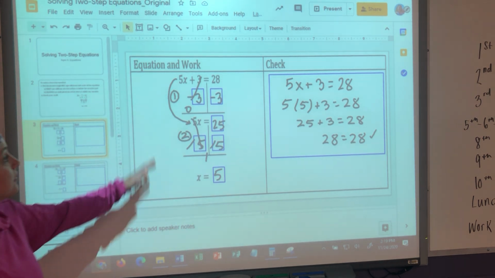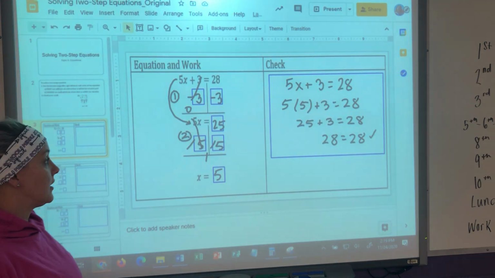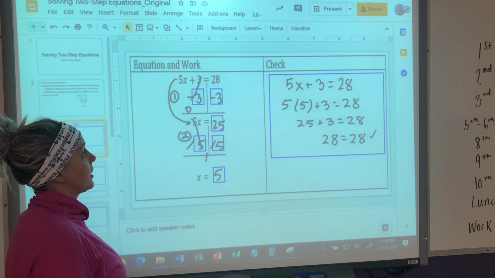Again, first step, add or subtract. Second step, multiply or divide. And today we're going to just focus on that multiplication piece because we're only working on multiplication problems.